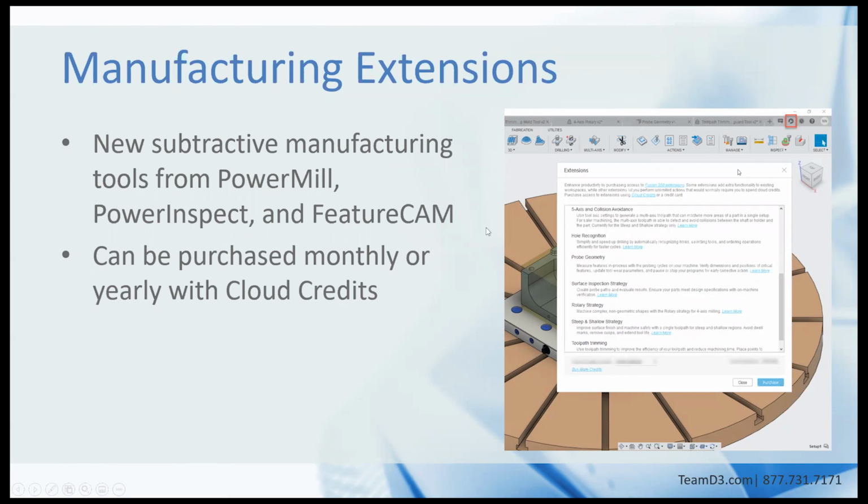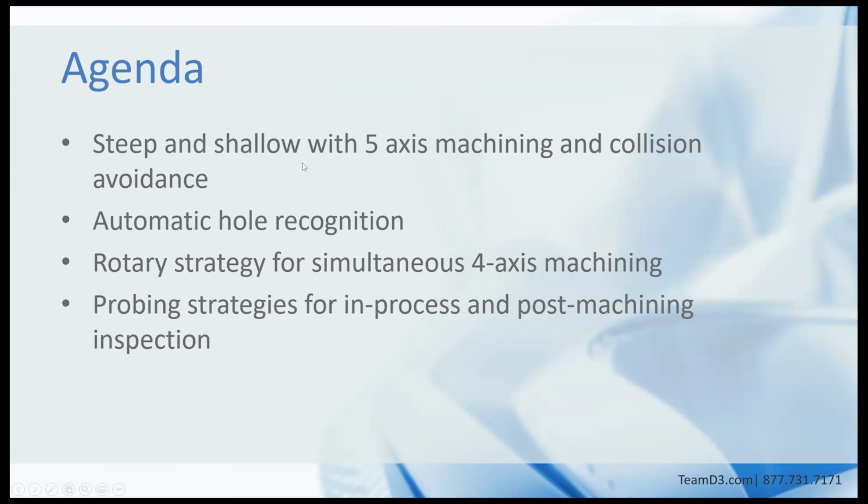Today we're going to take a look at the steep and shallow strategy that's out of PowerMill, which has 5-axis machining and collision avoidance. We'll take a look at automatic hole recognition, using feature recognition to match tools up with certain hole features. Then we'll look at the rotary strategy for simultaneous 4-axis machining, so anything rotary mill, or you can do it on a 5-axis mill as well. And then we'll look at in-process and post-machining inspection strategies with the use of probes.